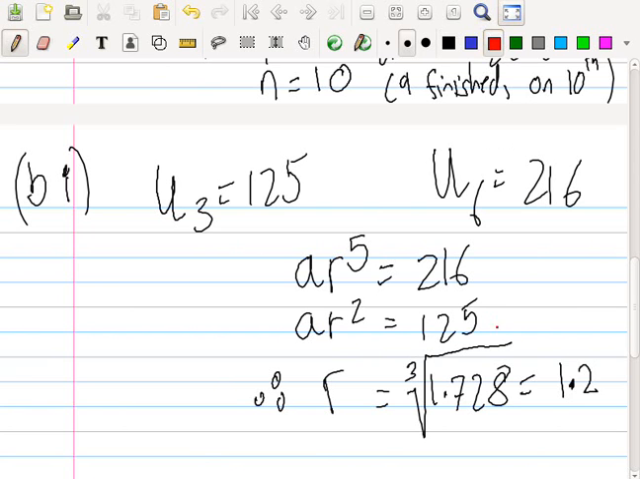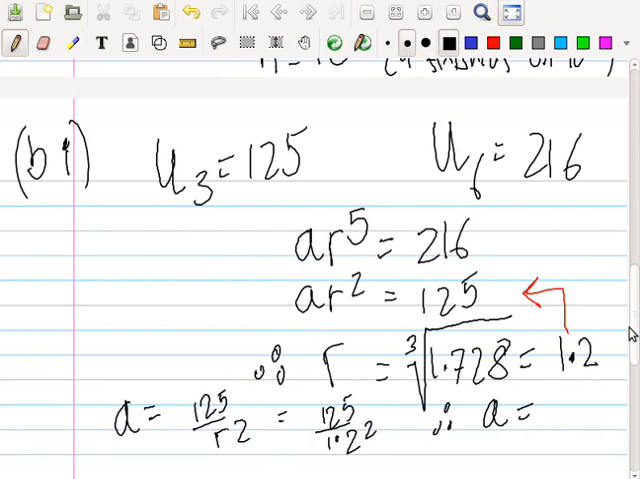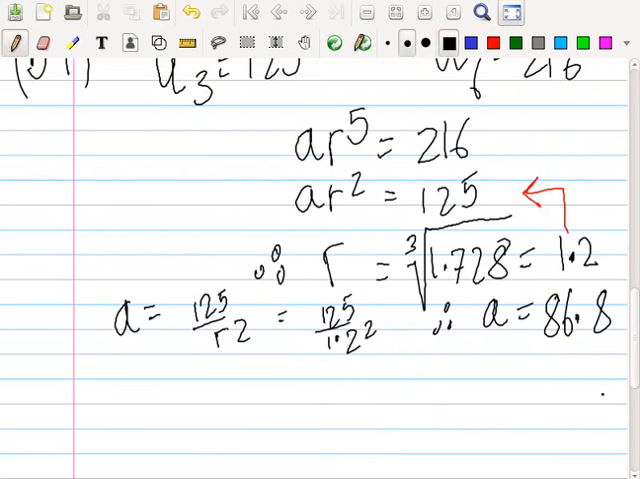Now, how do we get the a? We sub it back in. So if I put it back into the second equation, I'll get a equals 125 over r squared, which is 125 over 1.2 squared. So therefore, a equals, do you mind? 86.8. 86.8, yeah. Okay. Right, that's the a and the r.